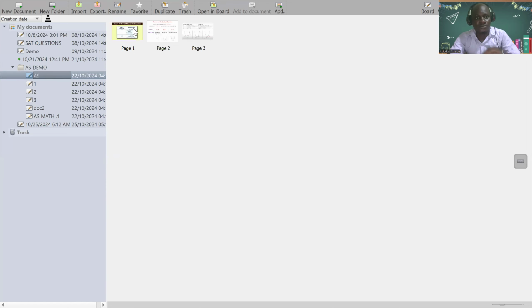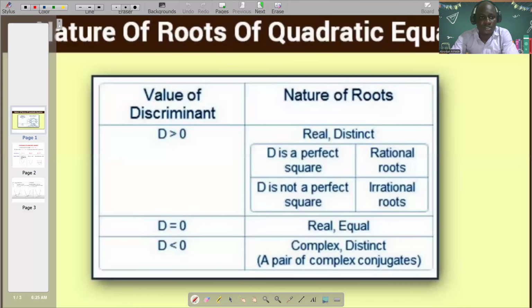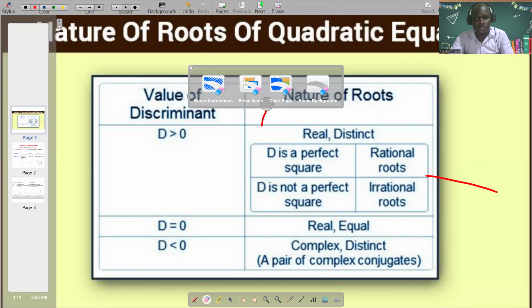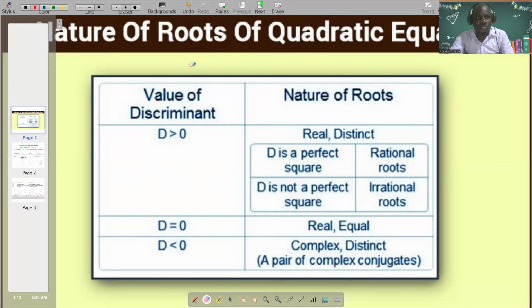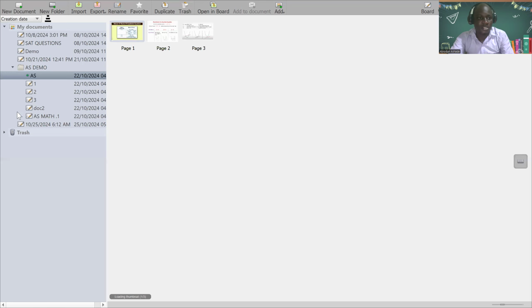Now, if you look at this, it's just a summary of the nature of roots. It's a summary of what we have been saying.